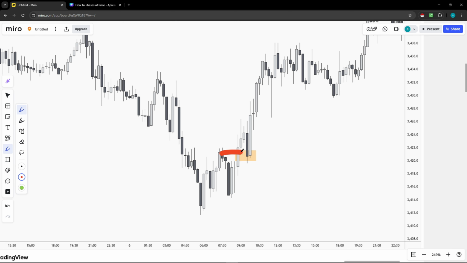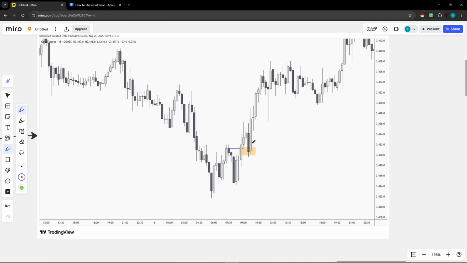In this example, we see the same thing play out. We see that we make a change in state of delivery, and right after that, price retraced into an IPDA. In other words, this is going to be our fair value gap. Then we aim for a continuation to the upside.